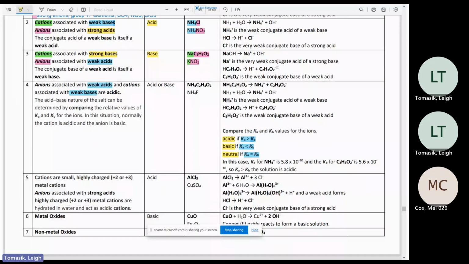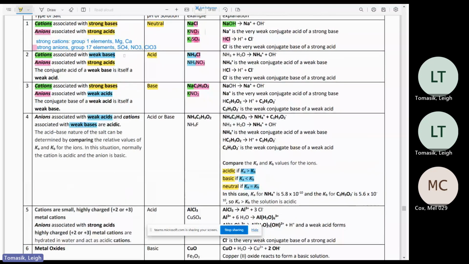So really, if you have a weak acid and a weak base, it's kind of like situations 1, 2, and 3, right? In situation 1, we knew that both were strong, so they were both equal strength. So they cancel each other out. We get a neutral solution, right? We know if the acid is stronger, we get an acidic solution. We know if the base is stronger, we get a basic solution.